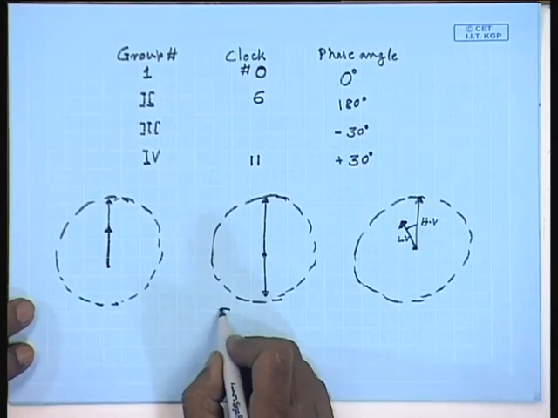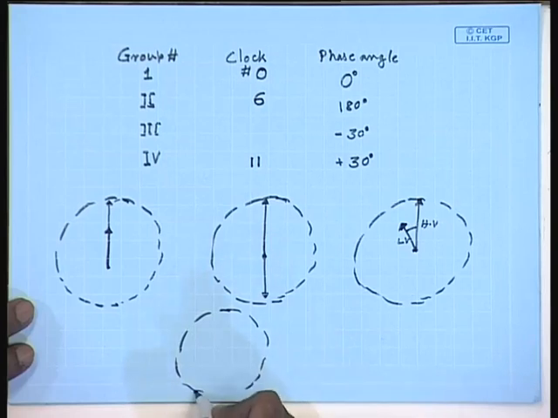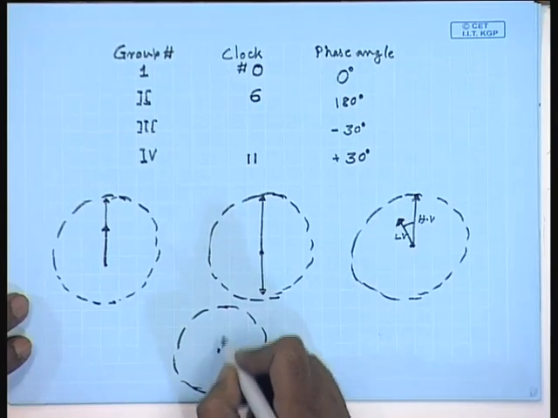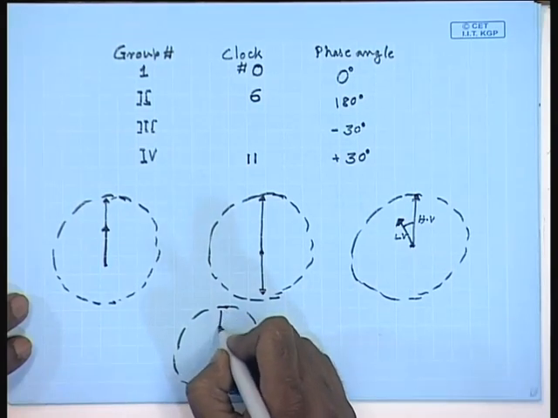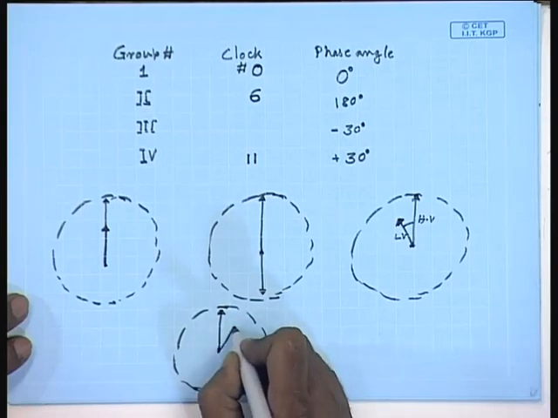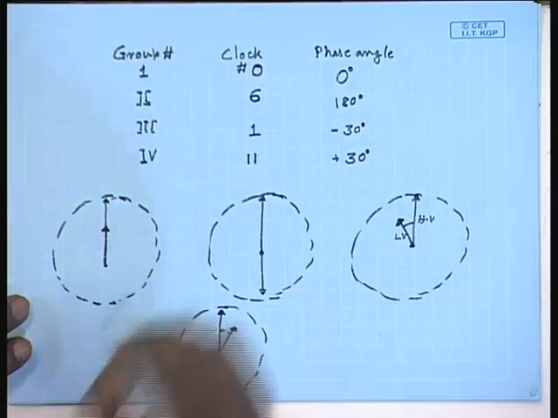Similarly, for minus 30 degree, this is HV line to neutral phasor, this is LV line to neutral phasor, this represents 1 o'clock, therefore, this clock number is 1. Hence, actually the phase groups can be specified either in terms of phase angle or in terms of clock number.